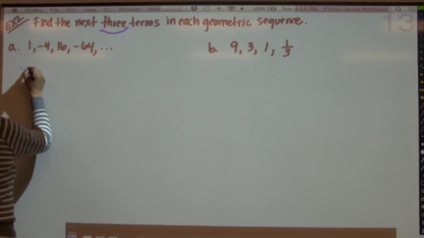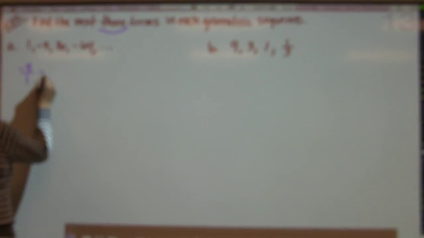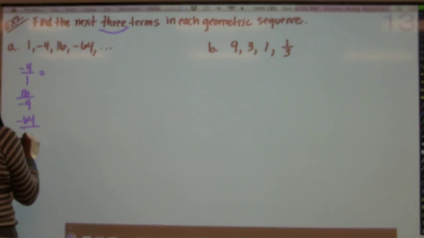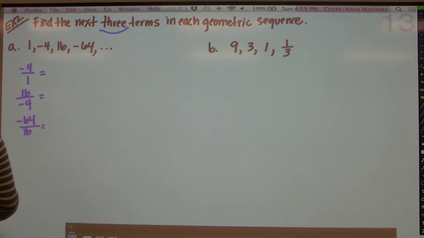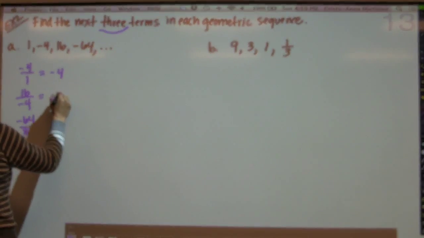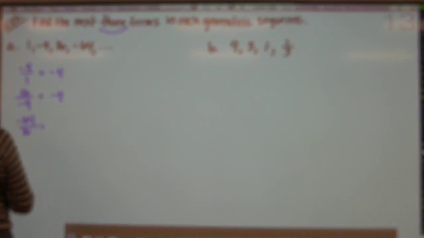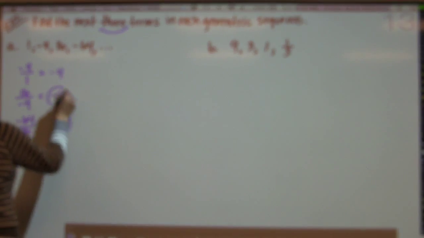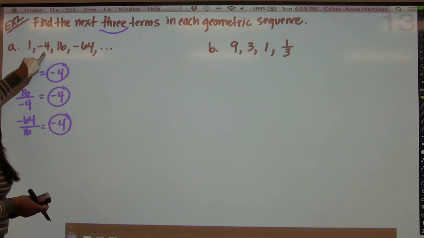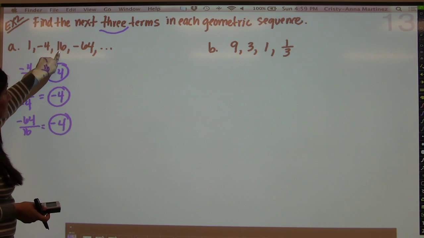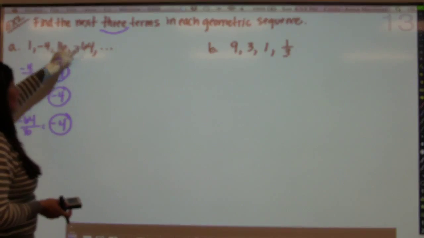So we're going to take negative 4 and divide by 1, 16 divided by negative 4, and negative 64 divided by 16. Now in each of these scenarios, you're supposed to get the same common ratio, so I'm just checking. Negative 4 divided by 1 is negative 4. 16 divided by negative 4 is also negative 4. And negative 64 divided by 16 is negative 4. So our common ratio is negative 4. That means that I can multiply each term by negative 4, and that will give me the next term. So 1 times negative 4 is negative 4, and negative 4 times negative 4 is positive 16, and positive 16 times negative 4 is negative 64.